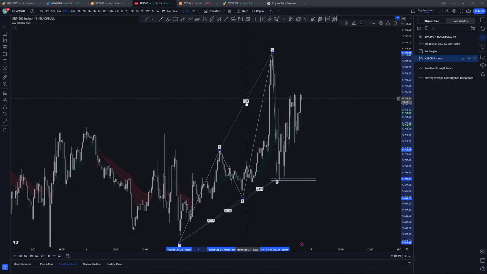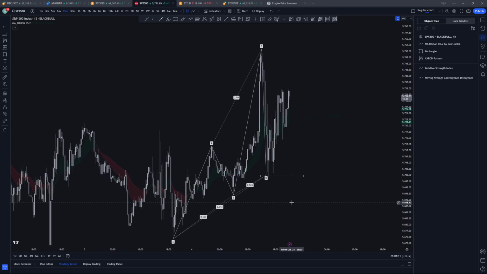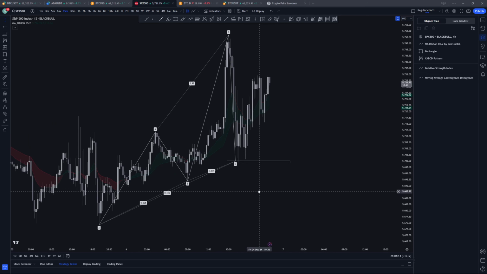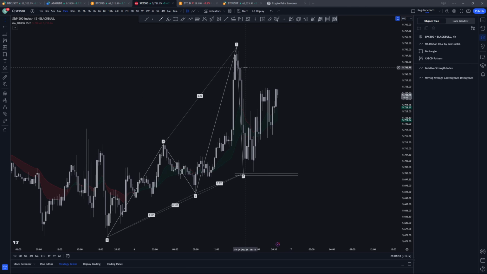So it is not technically an anti-pattern, but it is an informal pattern. But essentially, if you really trade harmonics a lot, you will get to the conclusion that there is a lot more to them than just the initial areas. You can get a lot more PRZs. Anti-patterns are just a way of showing them. It is just a structured way of doing that.